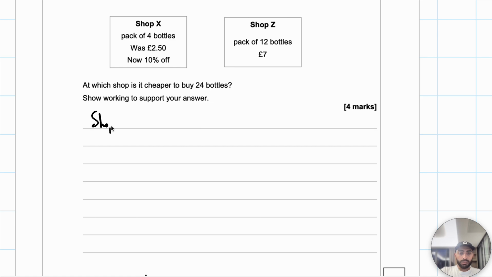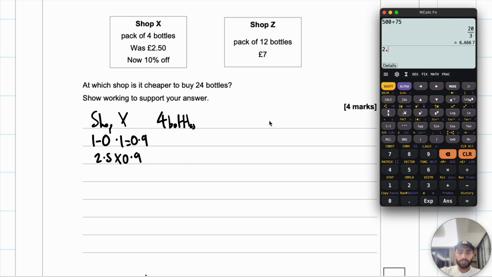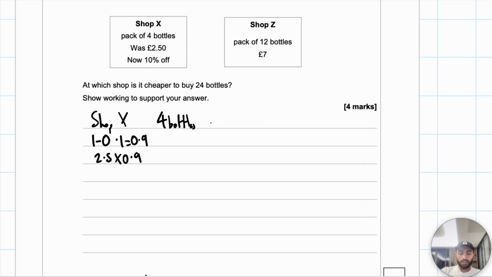So shop X, right now we have 4 bottles, and we're getting a discount of 10%. Either you can do 10% and take it away from the £2.50, or because we know it's a decrease, we're doing 1 take away 0.1, which is 0.9, and £2.50 times 0.9. It's just a quick way of doing a decrease. 2.5 multiplied by 0.9 gives me 2.25. So 4 bottles is equal to £2.25.